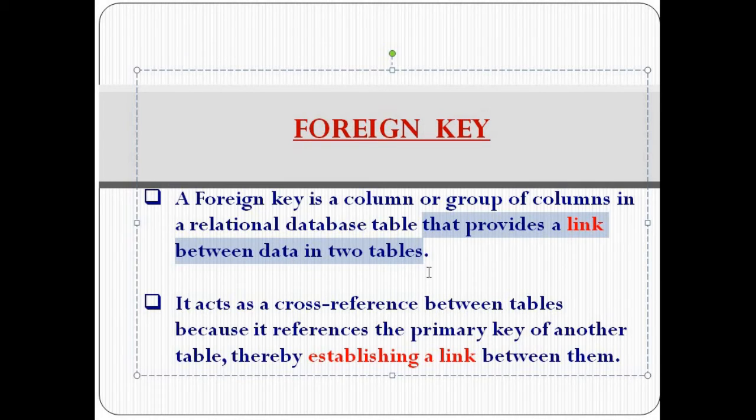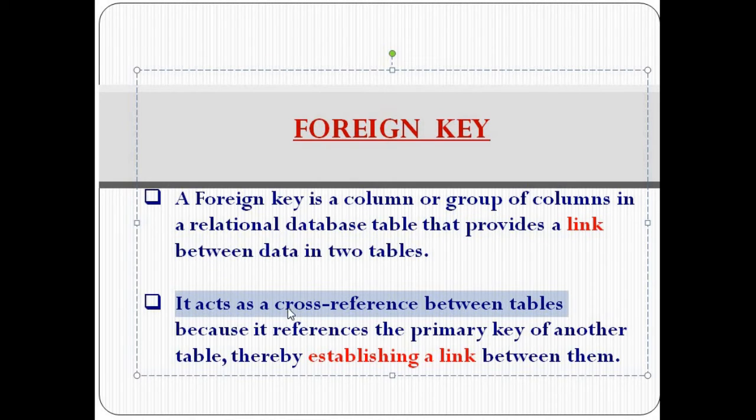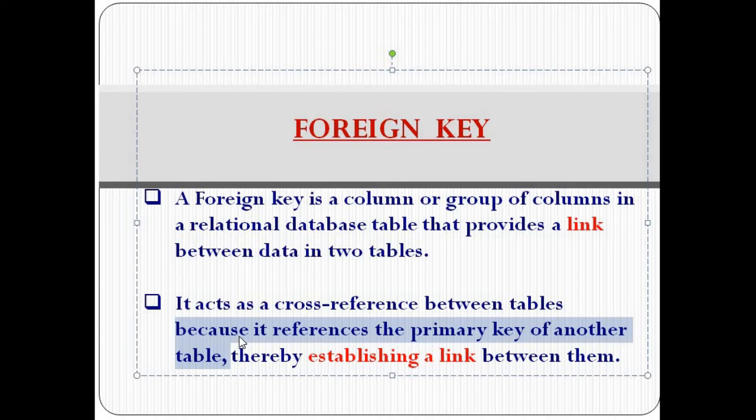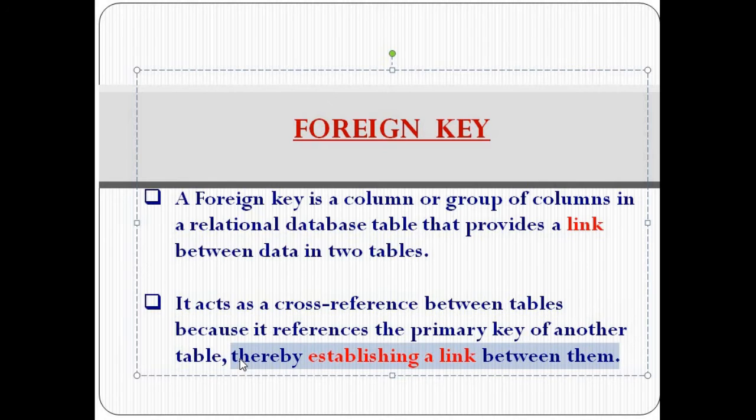So we can now say that a foreign key is a column in a table that can be used to link two different tables. The foreign key will act as a cross-reference between the two tables, because the foreign key in one table shall reference the primary key of another table, thereby establishing a link between them.